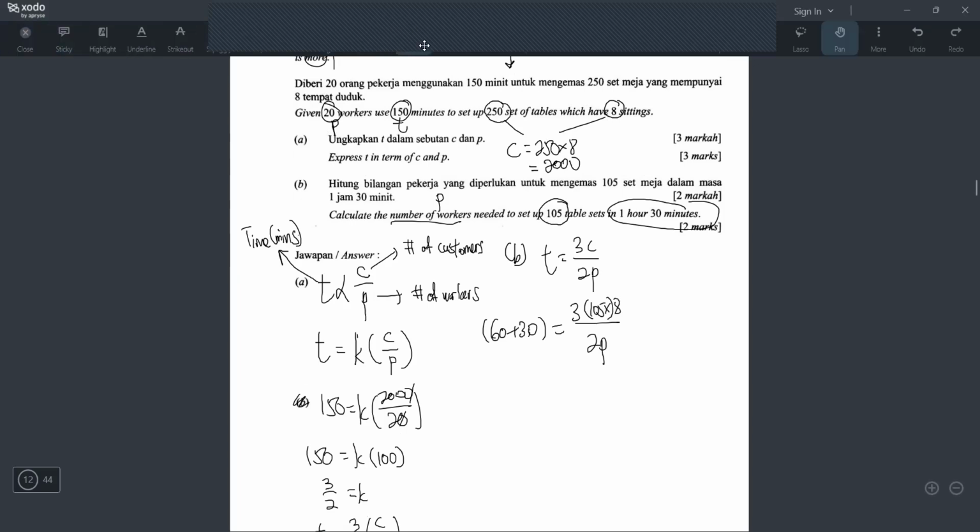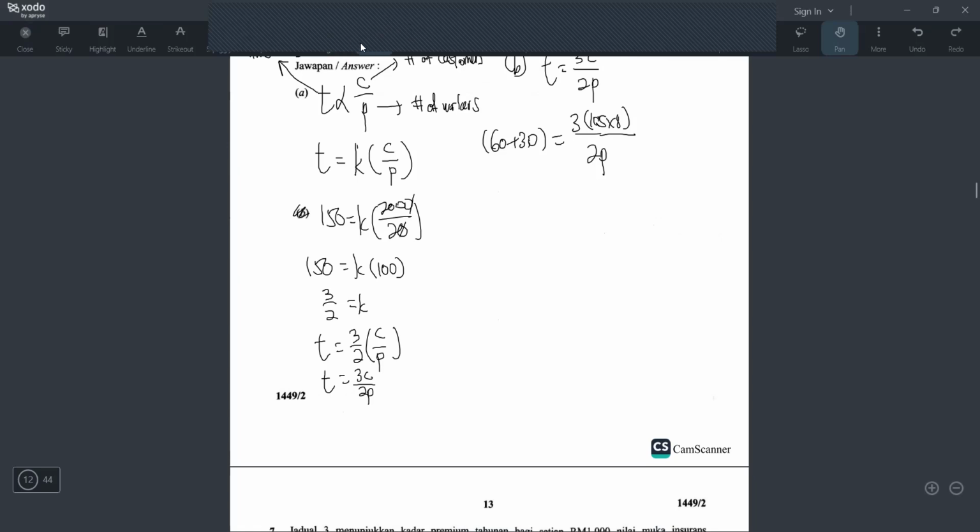Okay, let's erase this and write nicely. So it will be 105 multiply 8, like that. Now we can find our P, right? First thing first, 60 plus 30 is 90. And this one divide 2P, you can move it up, becomes times with 2P equals to, what is 3 times 105 times 8? Let me just press my calculator. My calculator gives me 2520, so I'm just going to write it here.